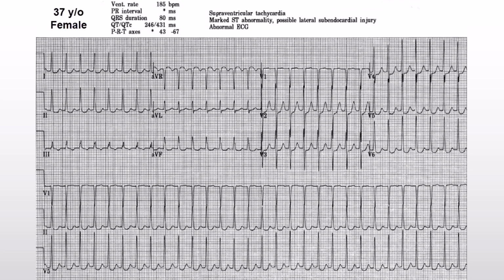Now let's look at the ECG machine's interpretation. I can't make this point often enough. Never trust the ECG machine's diagnoses without checking the ECG yourself. The first comment on the ECG interpretation is supraventricular tachycardia. That diagnosis doesn't belong here at the top of the ECG. It belongs here.